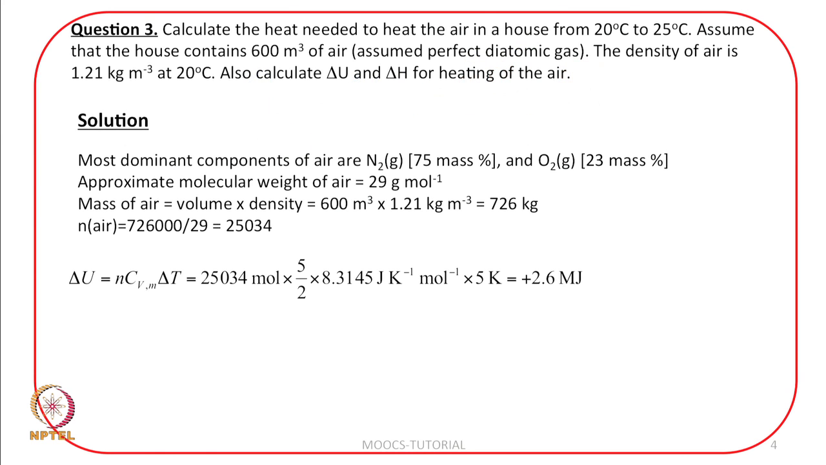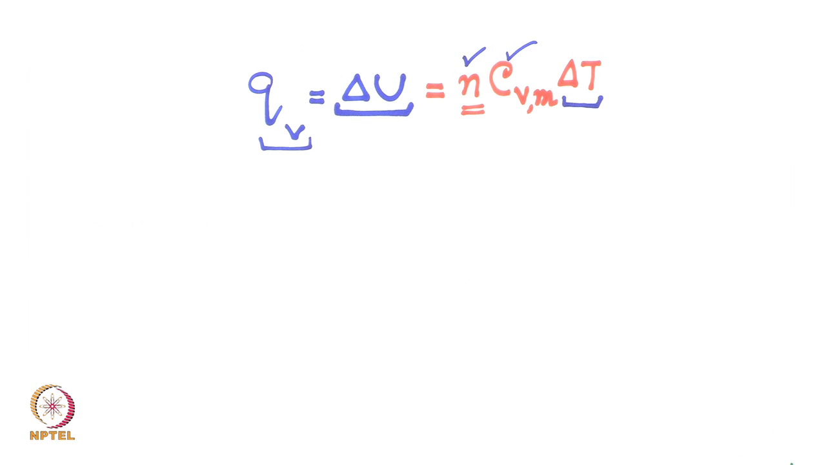Just take a look at the calculations. Delta U is equal to N times CVM times delta T. You substitute the values of N, 25,034 mole, CVM as 5 by 2 R, and temperature change as 5 Kelvin. The value of delta U comes out to be plus 2.6 megajoule, and that is what our target was to find out.